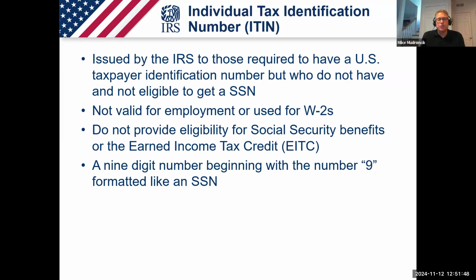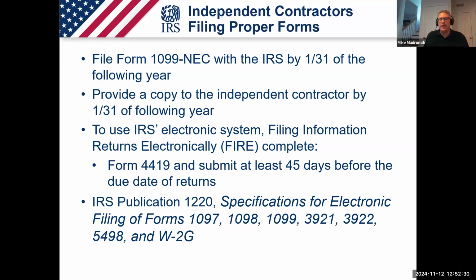The IRS issues the ITIN to individuals who are required to have a U.S. taxpayer identification number, but who do not have and are not eligible to get a Social Security number from the Social Security Administration. ITINs are not valid for employment and should not be used on workers' Forms W-2. They do not provide eligibility for Social Security benefits or the Earned Income Tax Credit. An ITIN is a 9-digit number beginning with the number 9, formatted just like a Social Security number. An ITIN is obtained from the IRS.